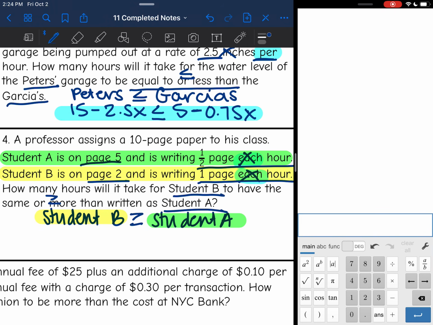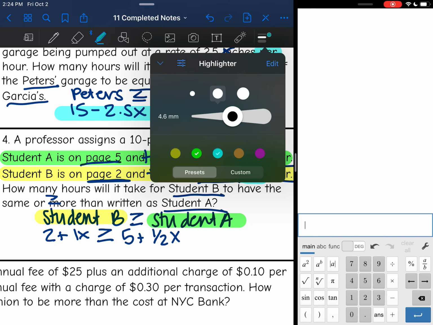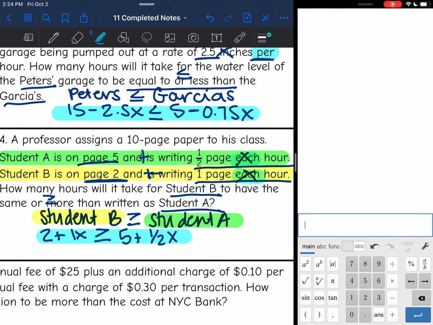So let's write our inequality for this now. Student B was page 2. They started at page 2, and they're writing an additional 1 page each hour. So that is 1x, or you could just put x. And I want to know when they are more than or equal to student A. Student A is on page 5 and is writing an additional half a page each hour. So there is the inequality for that problem.